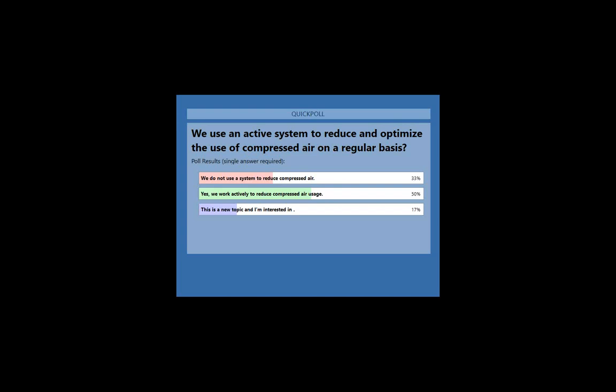So sharing the results of the poll question: 33% answered we don't use a system to reduce compressed air usage. 50% said yes, we work actively to reduce compressed air usage, and 17% voted that the topic is very interesting and it's new for them.